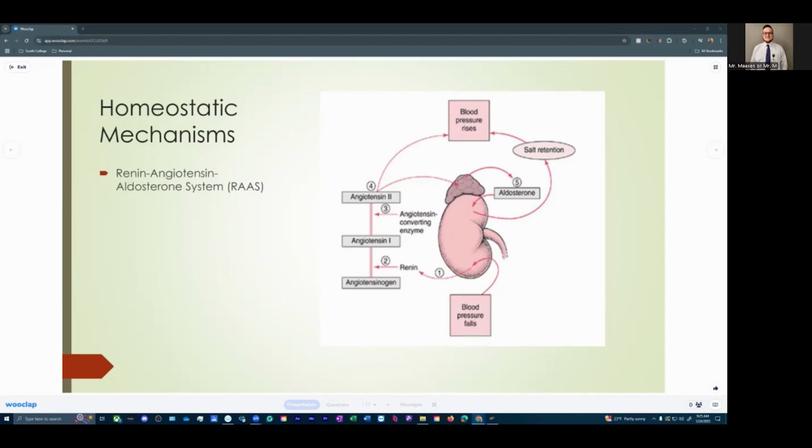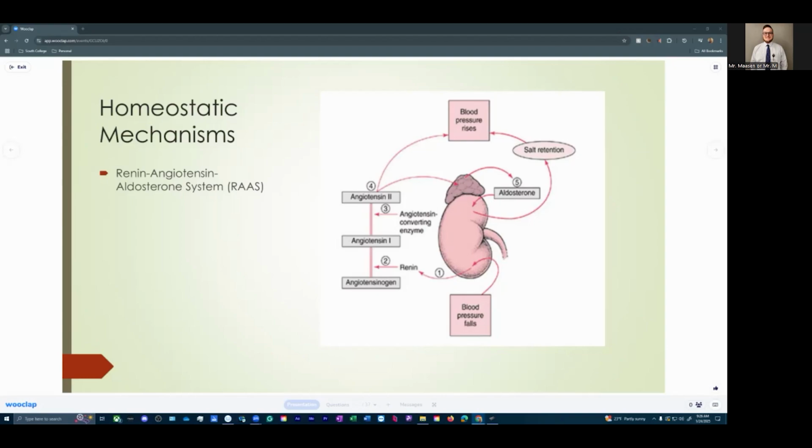So blood pressure falls, juxtaglomerular cells send out an enzyme called renin. Renin gets converted to angiotensin, that gets converted to angiotensin 1. That enzyme gets converted in the lungs, actually, and that is called ACE, angiotensin converting enzyme, in the lungs, converts that to angiotensin 2.